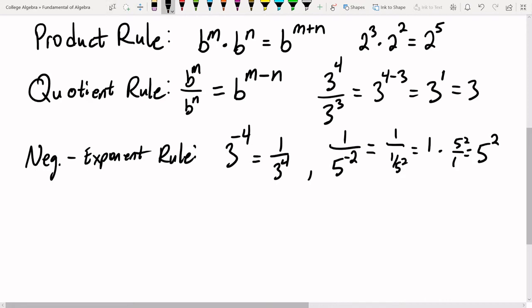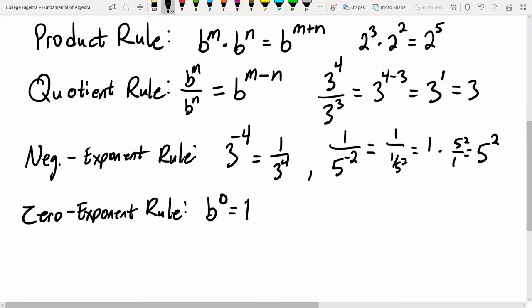The next property is the zero exponent property, or let's say zero exponent rule. And this is saying b to the 0 power equals 1, no matter what b is. Everything to the 0 power equals 1. Okay, the power rule.